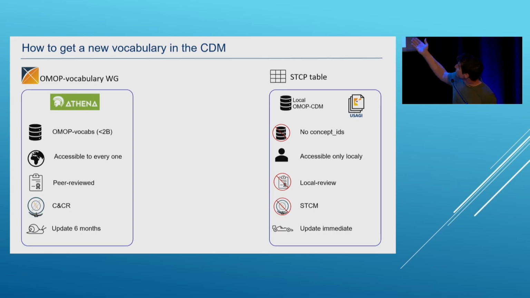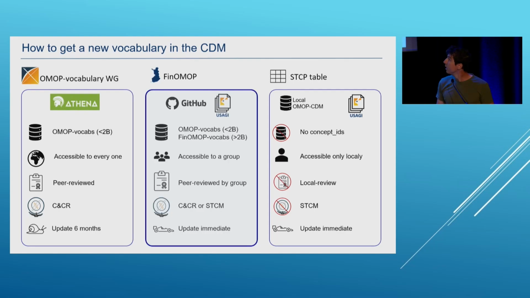The other option is that you can populate the source to concept map table. Whatever change you make there is going to be immediately seen in your database, but then you lose all those nice properties. And especially, that's only visible to you. So maybe there are other people who are interested in the same vocabulary, but they just don't know you are working on that. So I will show what we have done in Finland, something in between.